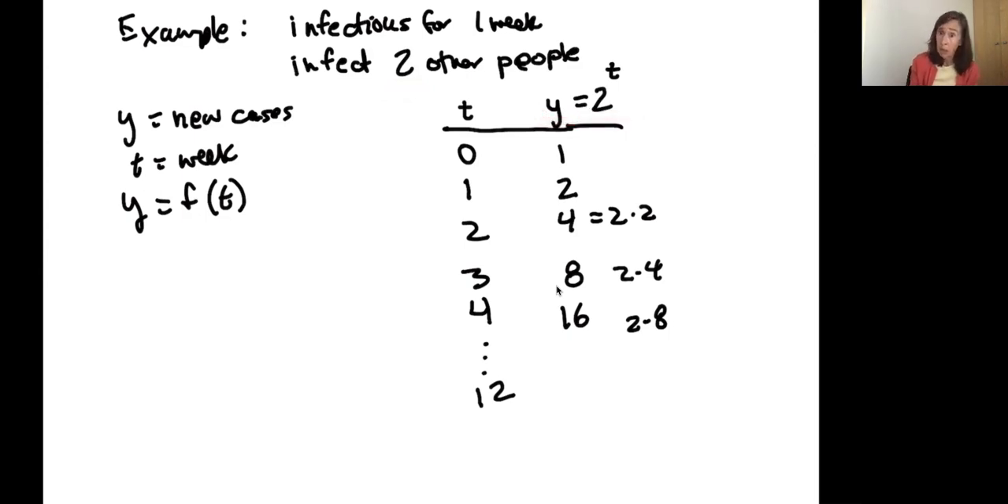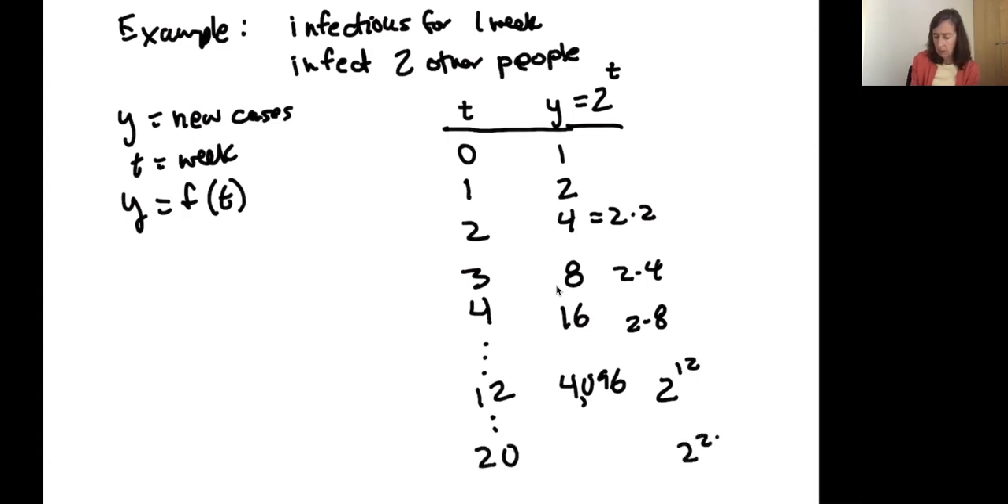So by week 12, what we're saying is that that should be equal to 2 to the 12th power. That's 4,096. That's pretty big. What about after 20 weeks, 5 months? Doesn't seem like that long a time.